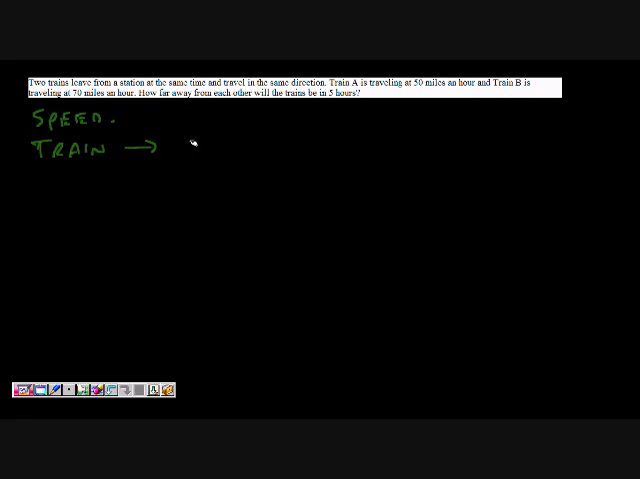Okay. So when we look at train A, we are given that it is traveling at 50 miles per hour. So what does this mean? Suppose you start a stop clock right now and the train leaves the station, and if you stop the stop clock at the end of the hour, the train will have traveled 50 miles from its original point. So that means that in an hour the train travels 50 miles.